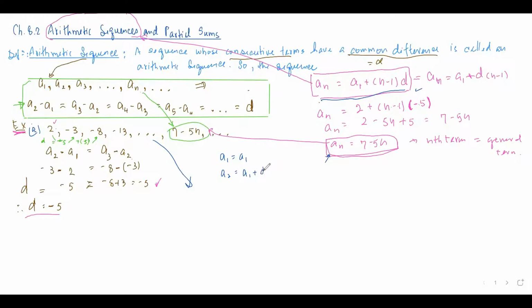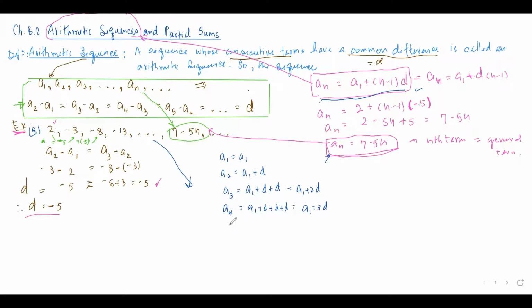A1 plus D, right? Because from A1, going down by minus 5, you get A2, which equals negative 3. Then the next, A3, the term 3, is going to be A1 plus D and plus another D, so A1 plus 2D. And then A4 is A1 plus D and plus another D, so equal to A1 plus 3D.